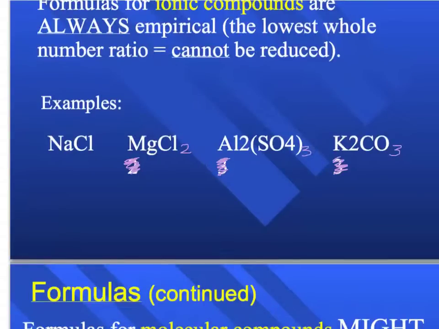One cool thing to know is that formulas for ionic compounds are always already in the empirical formula. They're already in the lowest whole number ratio. So for example, we've got sodium chloride, so this is 1 to 1. Magnesium chloride is 1 to 2. Aluminum sulfate is 2 to 3. And then potassium carbonate is 2 to 1 as well. Remember, potassium has a 1 plus charge, so you need 2 of them to cancel out the 2 negative charges in our carbonate ion.